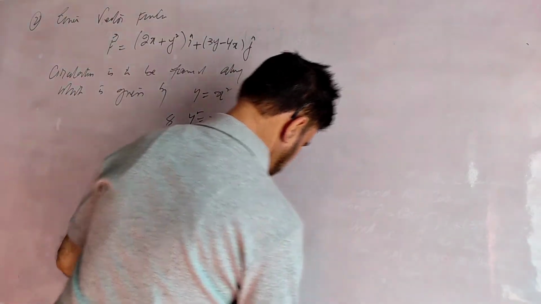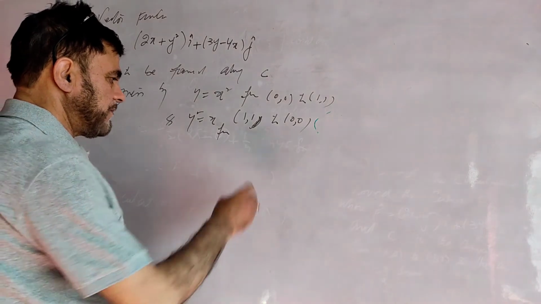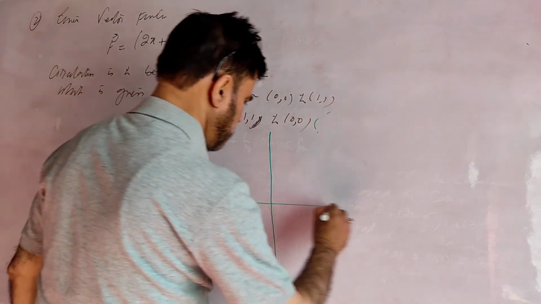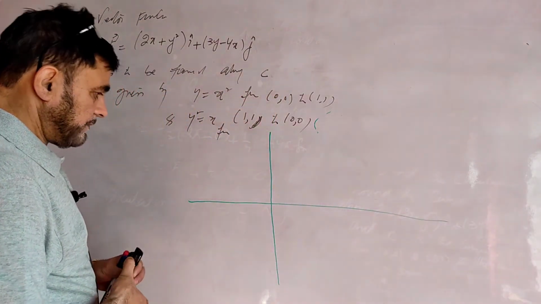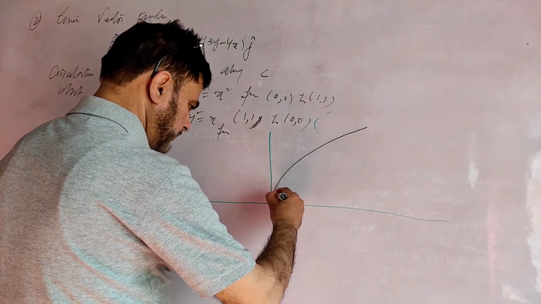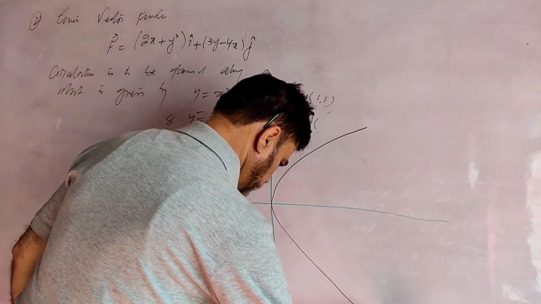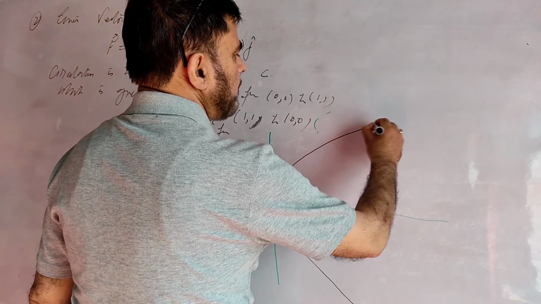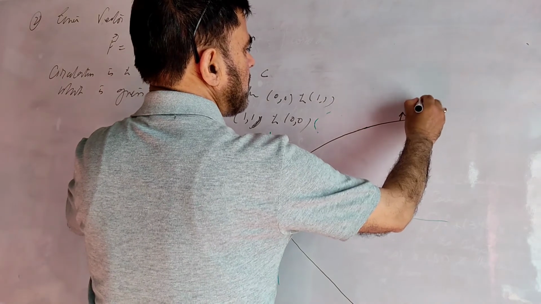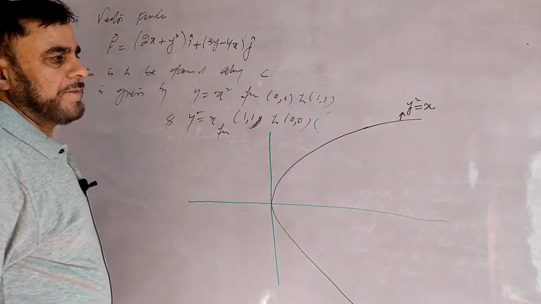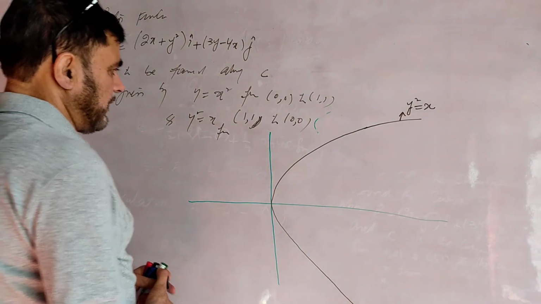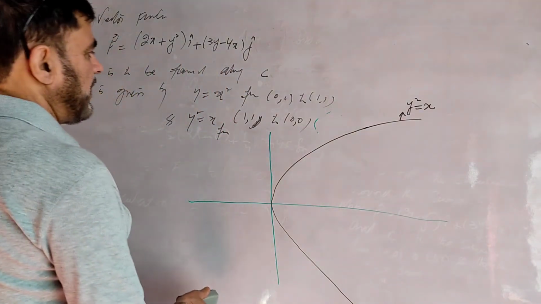You see what is the representation of this. One parabola goes this way. This is your parabola. This parabola will be y square is equal to x. This is y square equal to x. And the second is, I will rub it here, second is x square.